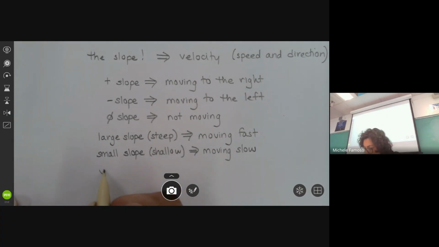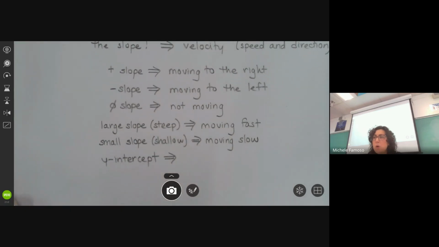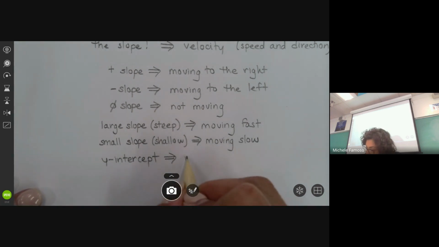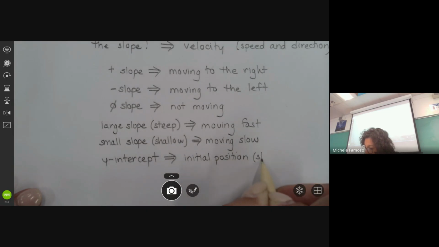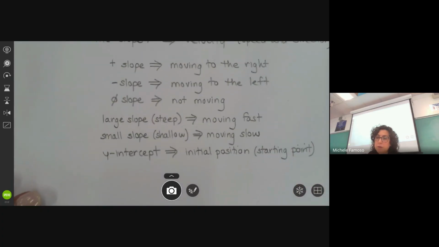And one final thing we discussed was the meaning of the y-intercept. What's the y-intercept going to tell you? Your initial position. That's right. Which, again, we kind of said that's the same as your starting point. Where are you located at time 0?